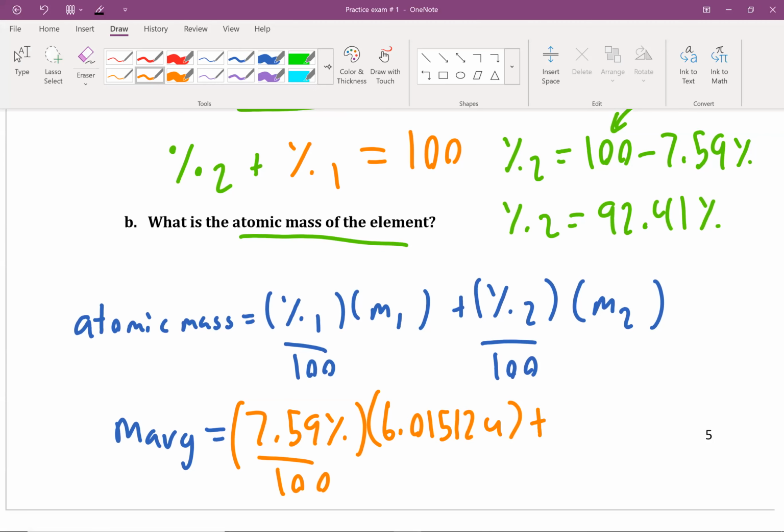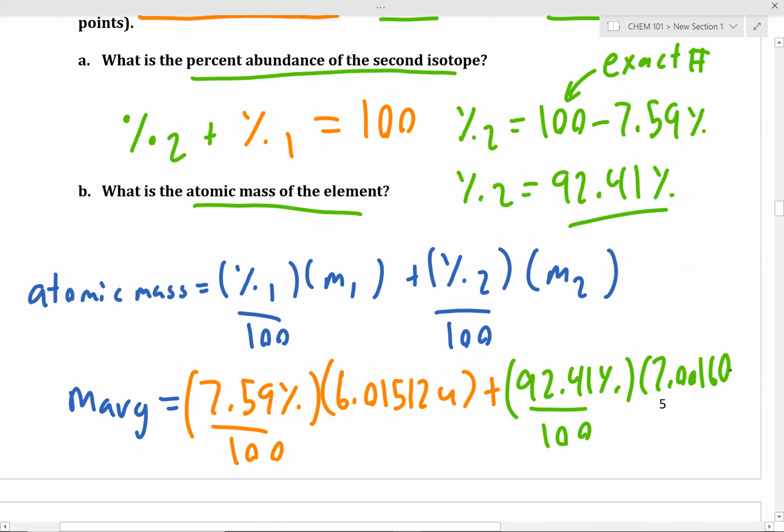Okay, now let's plug in the percent abundance of isotope 2. Did we just calculate that? Yep, so we have 92.41% divided by 100. And do we know the mass of isotope 2? Yes, so let's plug that in, 7.0016, okay? And then just noting that this is in AMU. Let me move this a little bit over to the side to make a little more space to complete this.